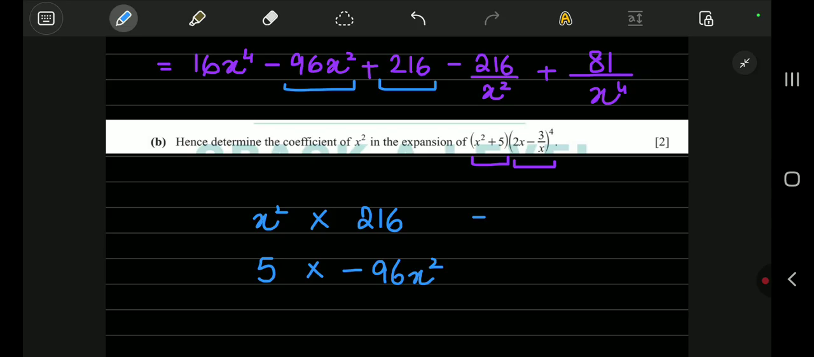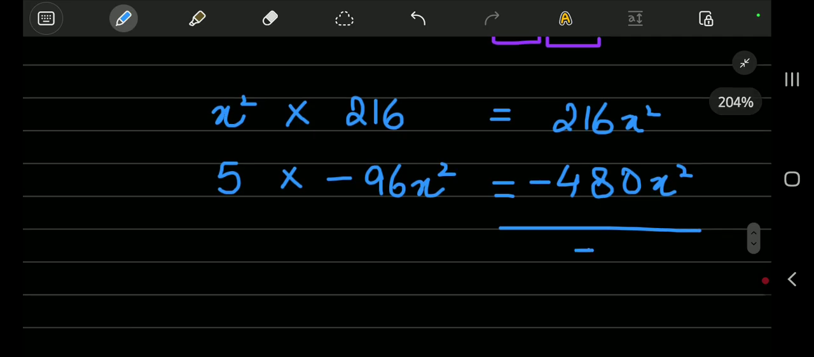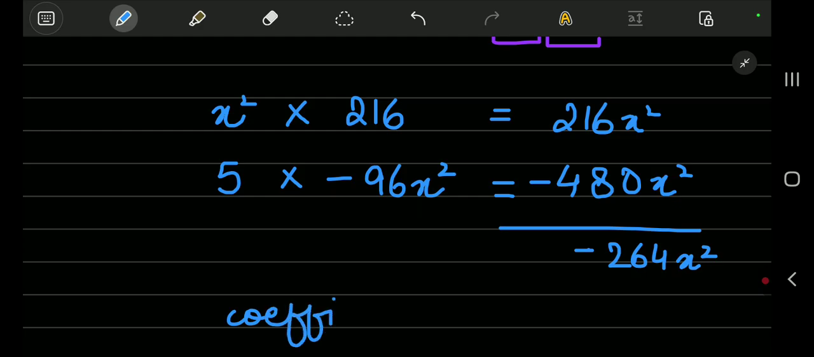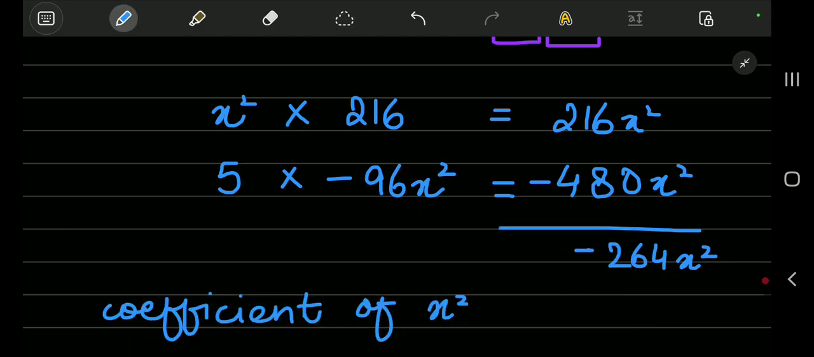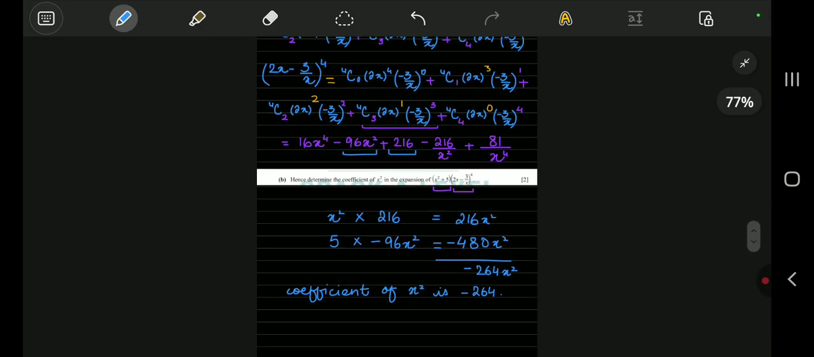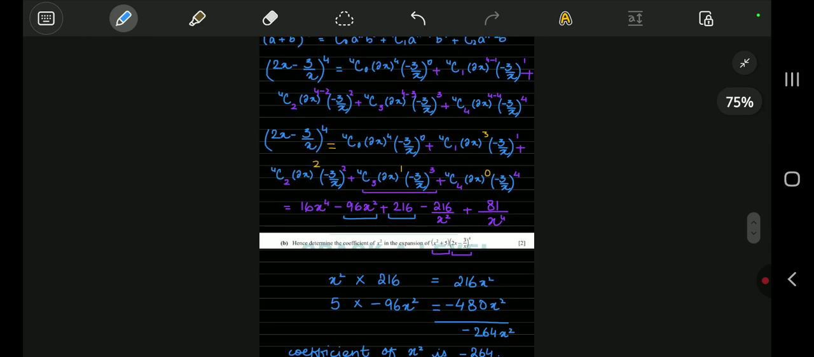Okay, so this will give you 216 x square, and the second term upon multiplication gives you minus 480 x square. So when they are added, you will get minus 264 x square. So your coefficient of x square is minus 264. Okay, that's all about question number 3. I hope you understand this all.